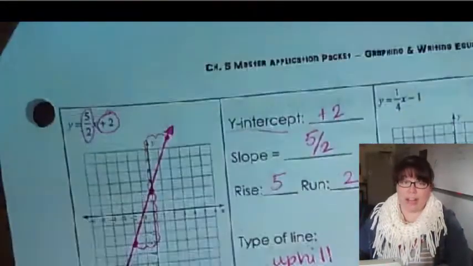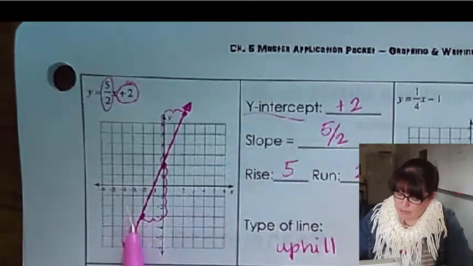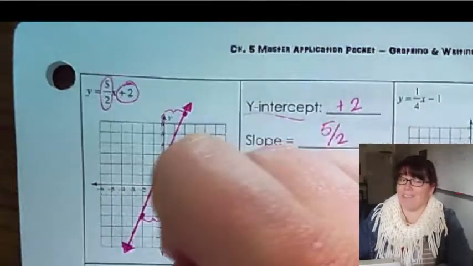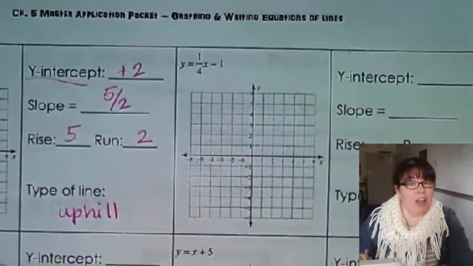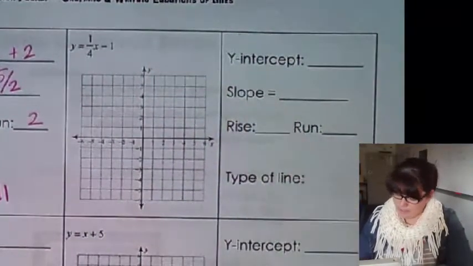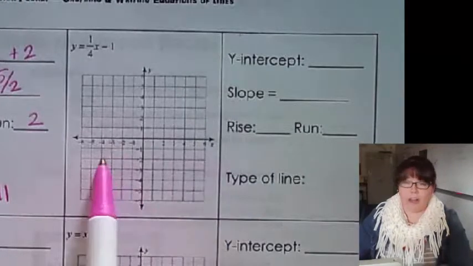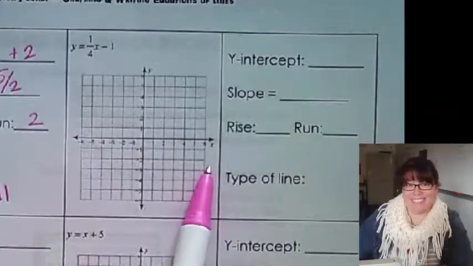Now that you've got your line graphed, you look and say, all right, I was expecting an uphill line, and if I go left to right, that's exactly what's happening. This is an uphill line, which means I graphed it correctly. Awesome. All right, why don't you pause the video and tackle, let's do this one here. Pause the video, tackle this problem, come on back when you think you've got it.